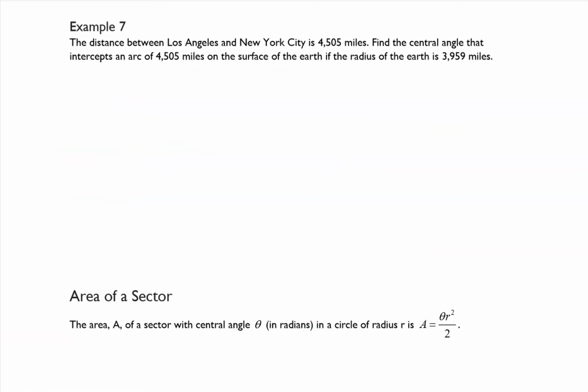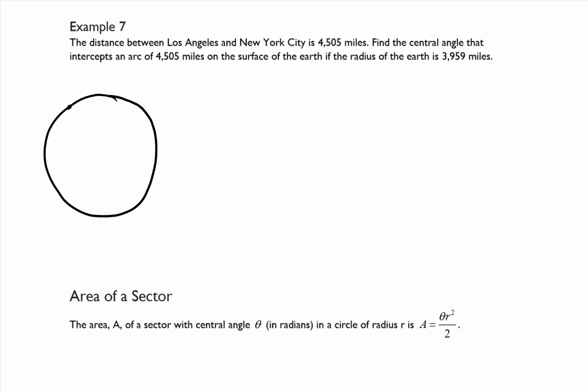Example 7 says the distance between Los Angeles and New York City is 4,505 miles. Find the central angle that intercepts an arc of 4,505 miles on the surface of the Earth if the radius of the Earth is 3,959 miles. So here's the Earth. It is circular like that.